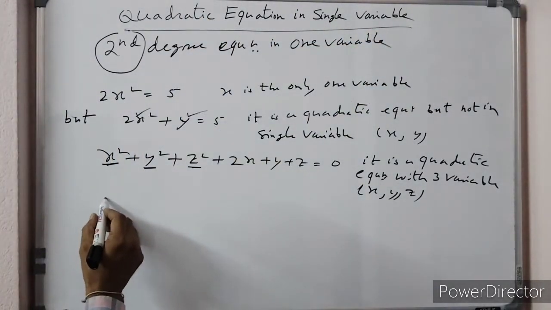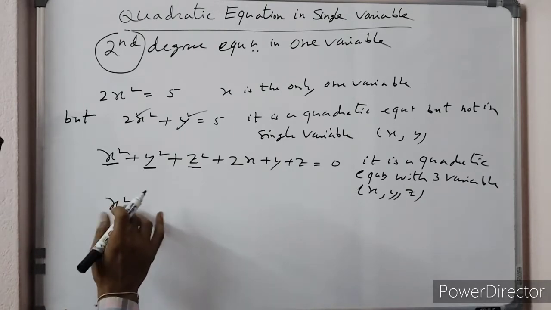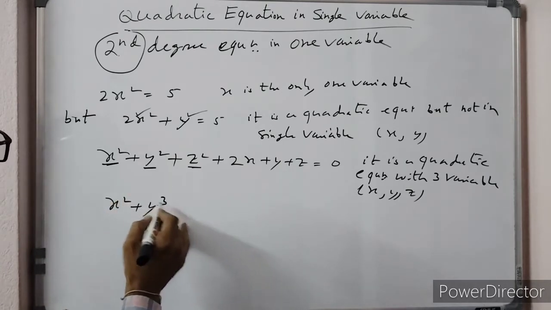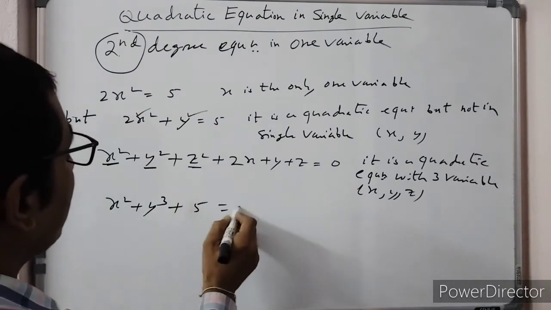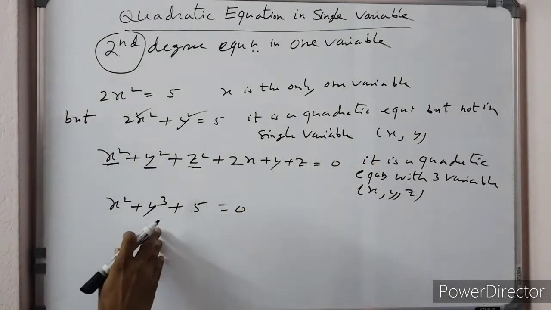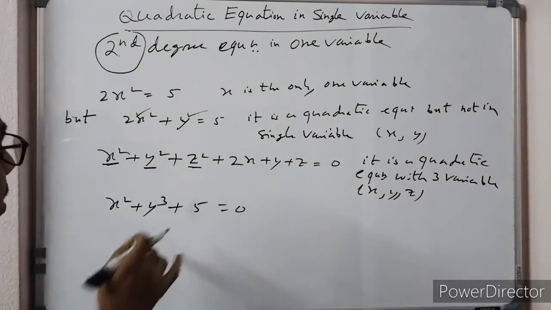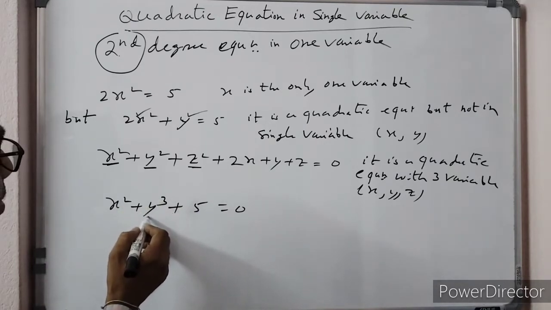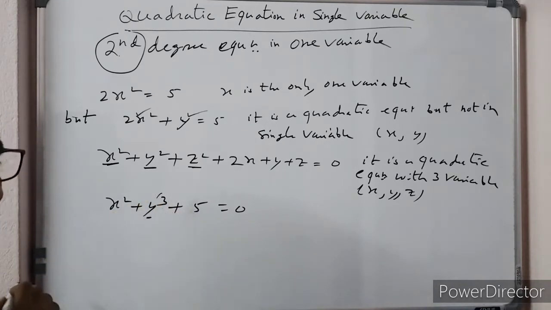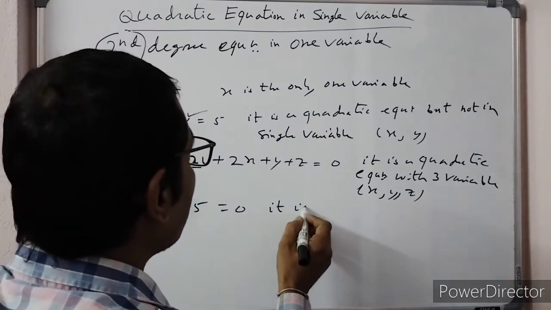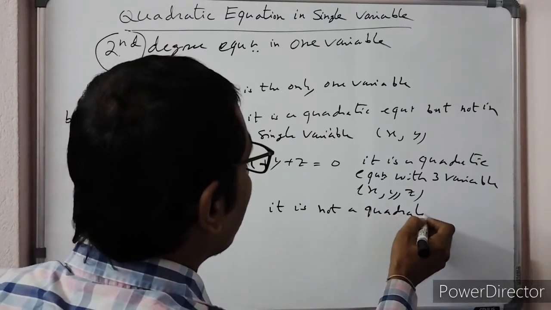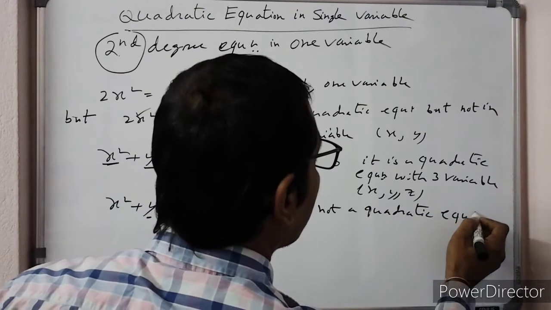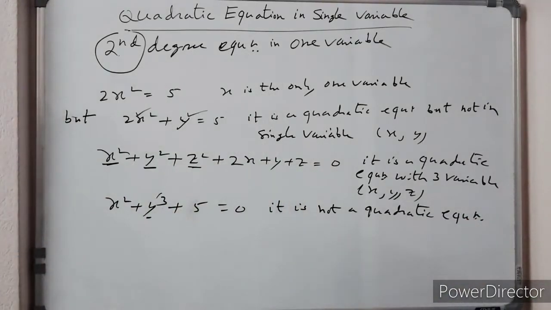Okay, next, x square plus y cube plus 5 equal to 0. It is not a quadratic equation, because the highest power of the variable y is 3. So it is not a quadratic equation. Our syllabus is quadratic equation.